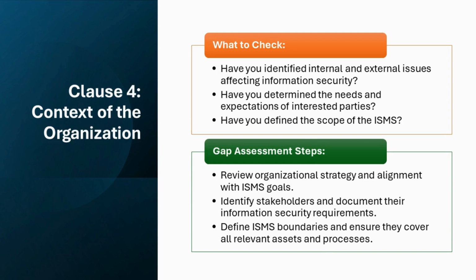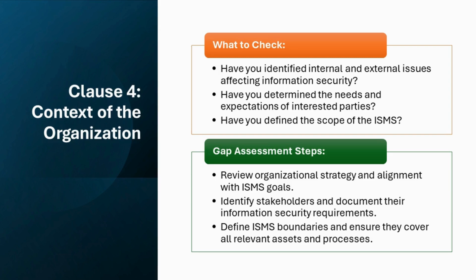Are your stakeholders' expectations documented? Is the scope of your ISMS clearly defined? So clause 4 requires organizations to understand their internal and external environment to establish an effective information security management system. This includes identifying factors that may impact the ISMS and defining its scope.